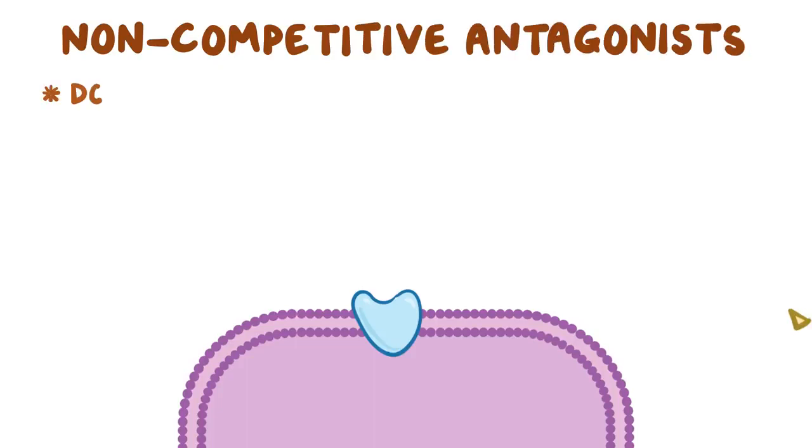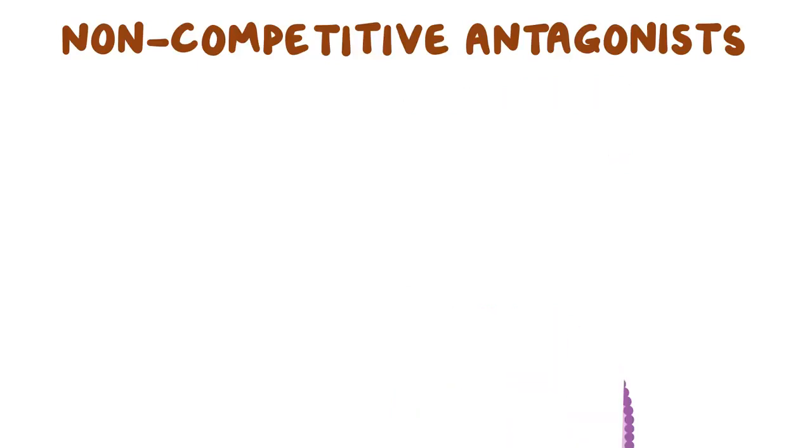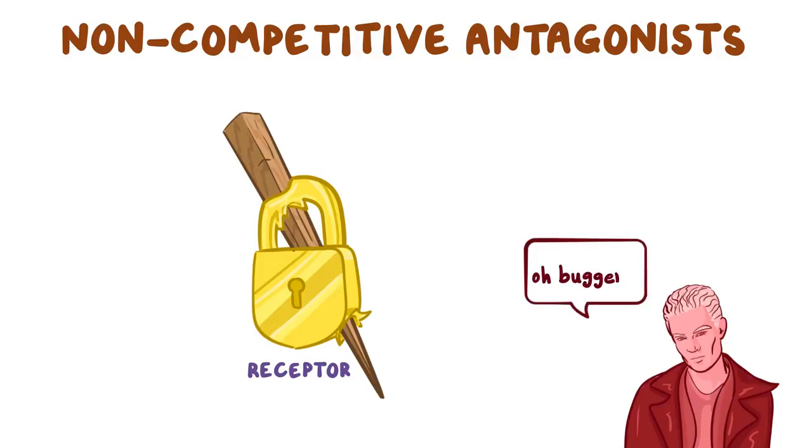On the other hand, non-competitive antagonists don't bind to the same site as an agonist. They bind to a spot called an allosteric site. And when they bind, it causes the shape of the receptor to alter in such a way that the ligand can no longer recognize it as a binding site. So, imagine a giant spike being driven into the lock, causing it to crack and rendering it useless.